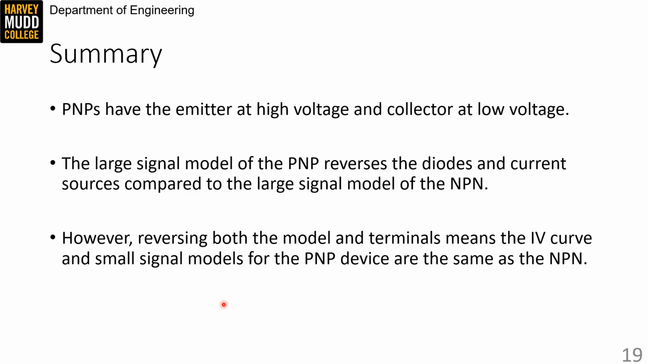So in summary, PNPs have the emitter at a high voltage and collector at low voltage. The large signal model of the PNP reverses the diodes and current sources compared to the large signal model of the NPN. However, reversing both the terminal definitions and the large signal model means that the IV curve and small signal models for the PNP are the same as the NPN.